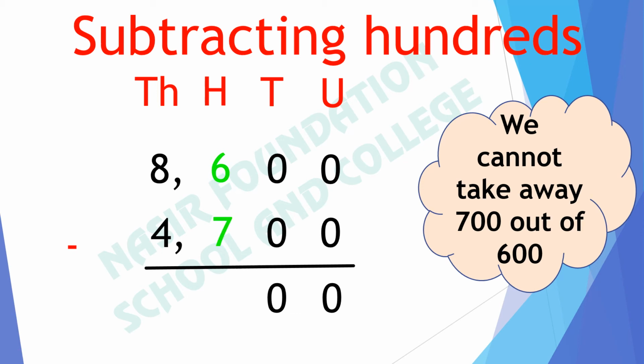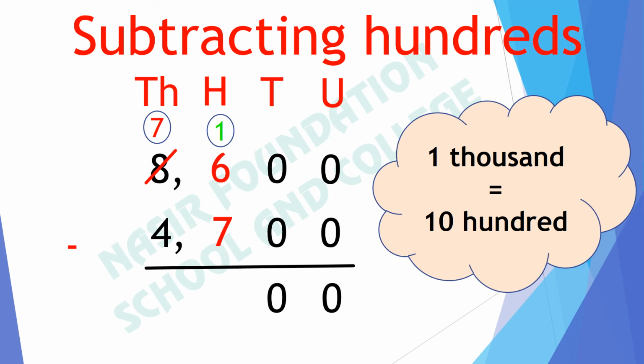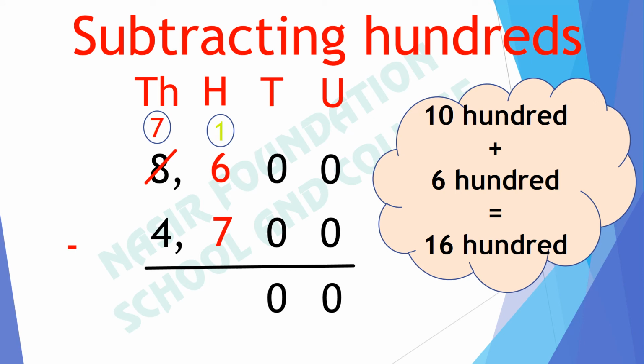What will we do now? Do you have any idea? Let me tell you. We borrow from the thousands. From 8000 we will borrow 1000 and here we are left with 7000s. In 1000s we have 10 hundreds. 10 hundreds and 600s makes 1600. Now we can easily subtract 700s from 1600s.